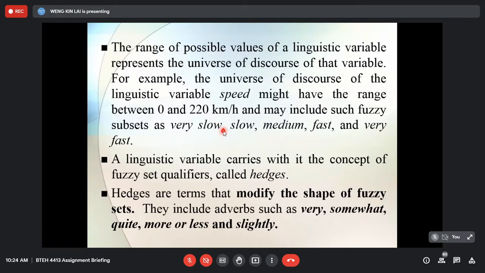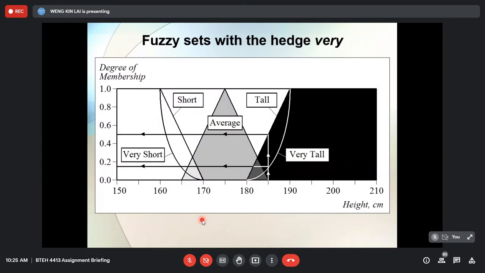I think you can sense that all these words mean different things. There are slight differences between very slow and somewhat slow, or slow and slightly slow. But exactly what it is, we won't know. We just use it in everyday language, but you know they are different. Now, what does it mean mathematically? Here we have examples.